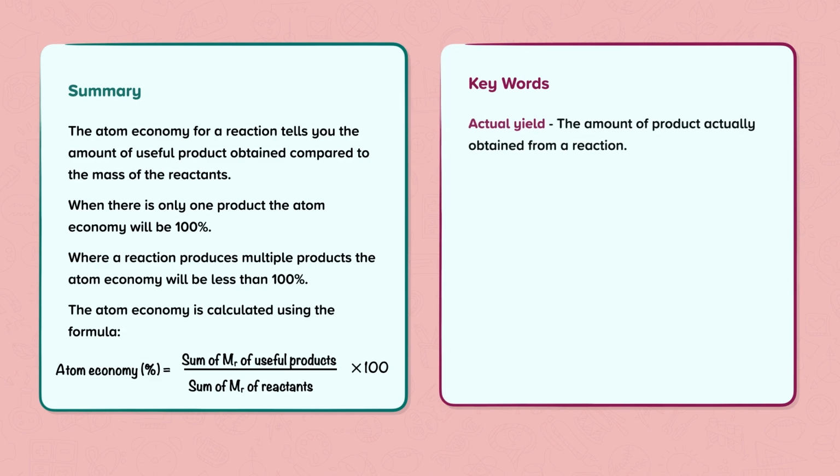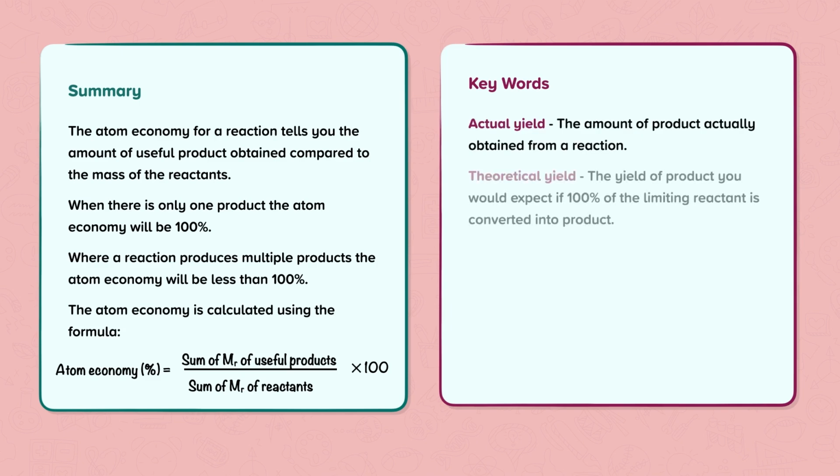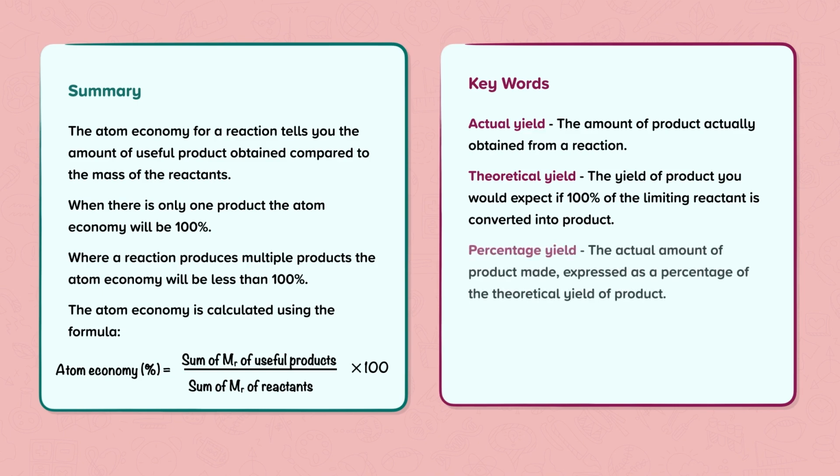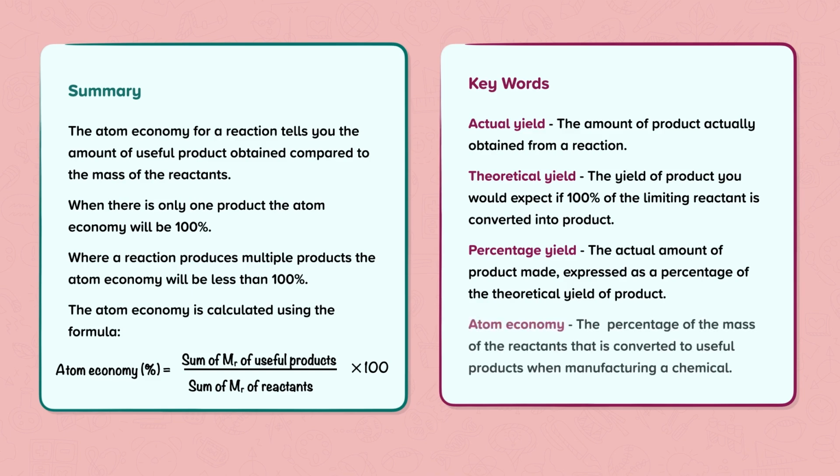Keywords: actual yield, the amount of product actually obtained from a reaction. Theoretical yield, the yield of product you would expect if 100% of the limiting reactant is converted into product. Percentage yield, the actual amount of product made expressed as a percentage of the theoretical yield of product. Atom economy, the percentage of the mass of the reactants that is converted to useful products when manufacturing a chemical.